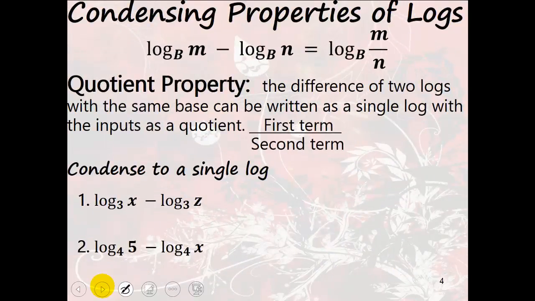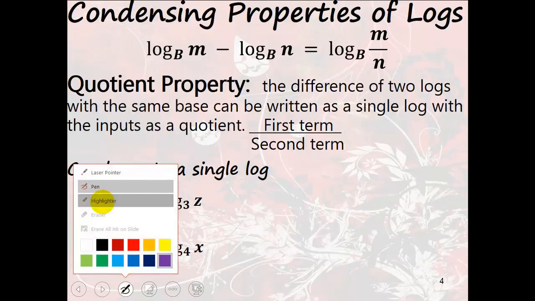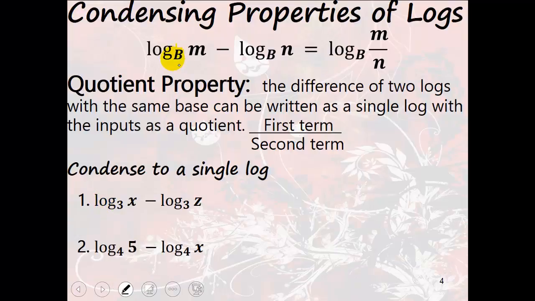We can also use the quotient property in the other direction. So if you have two logs, or even more logs than 2, and they're in the same base, and you are subtracting them, then you can write it as a single log in base b, written as the quotient of those two inputs. You do have to be careful that the numerator is the first term and the denominator is the second term. It cannot go the other way.